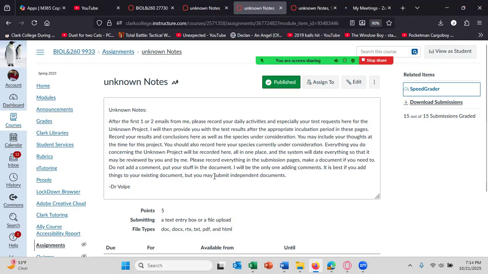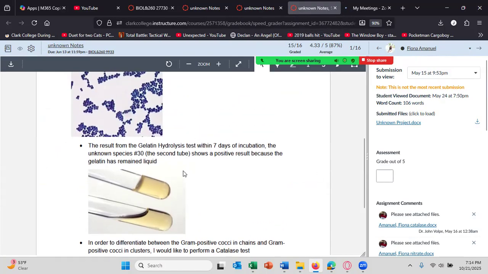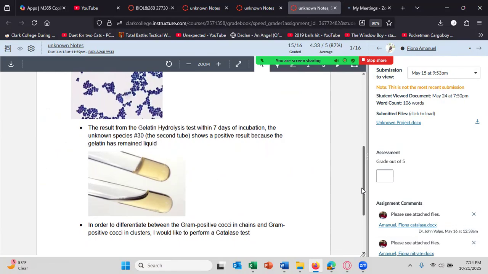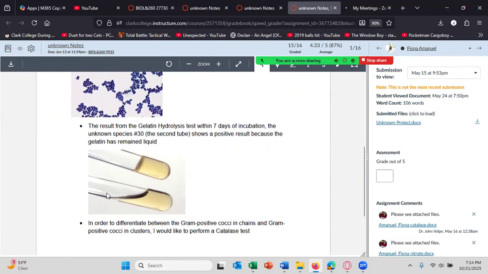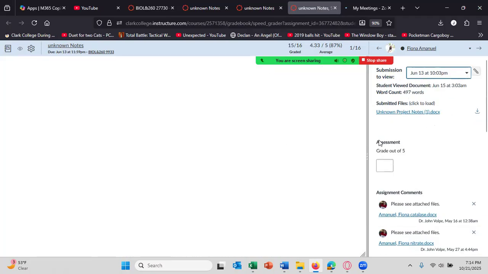You can write the unknown notes page as formal, as this student did here. And if you do it formal, you can do it informal if you wish. You can just copy from your unknown notes pages and then submit it into your unknown report. You might need to add the days, because it looks like she got the results on May 15th. Let's go to the very last one here. See how she did this.